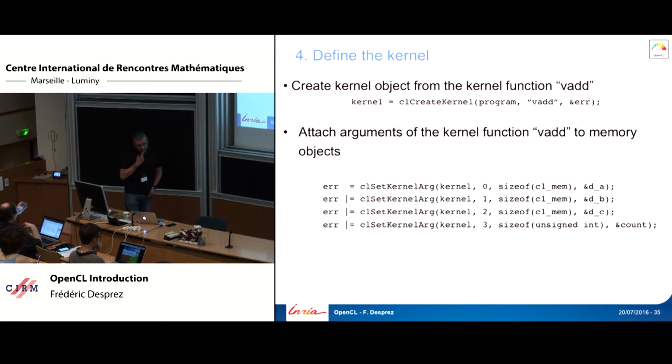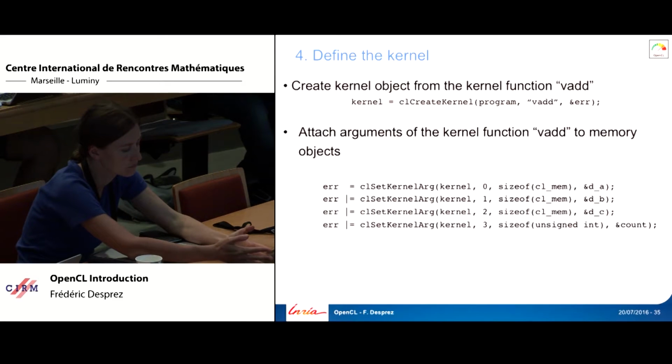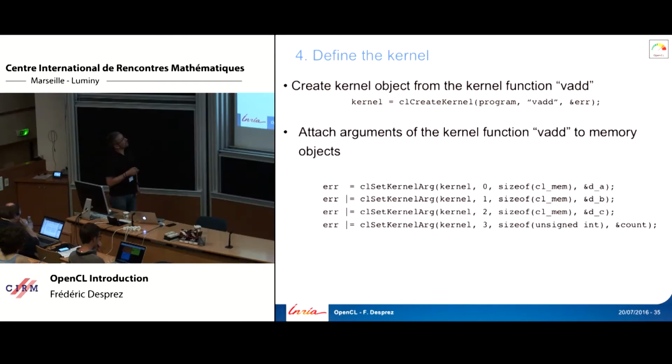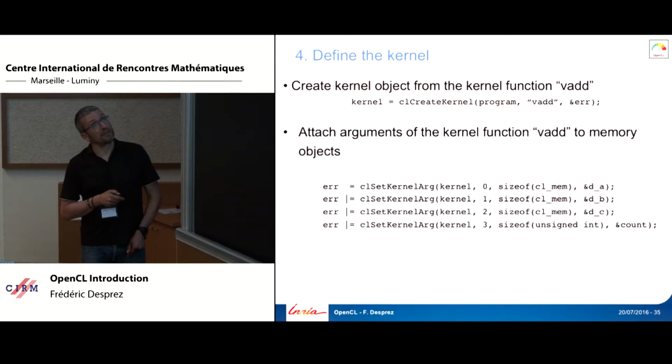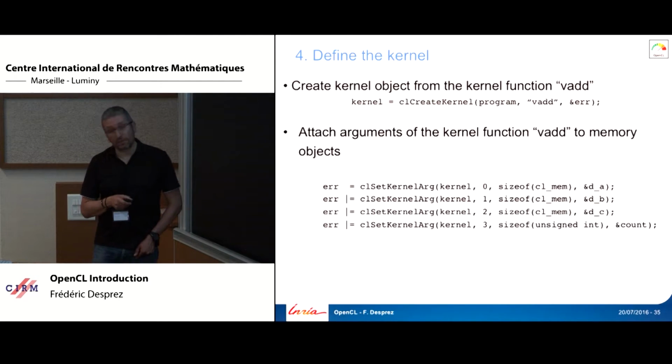Then you should define the kernel. So you have this function vadd, which is inside the source file. And so you create the kernel by specifying that the kernel is a vadd function inside your source file. So you attach the arguments to this vadd function by giving the kernel arguments, which are all these memory pointers having the input data and output data.